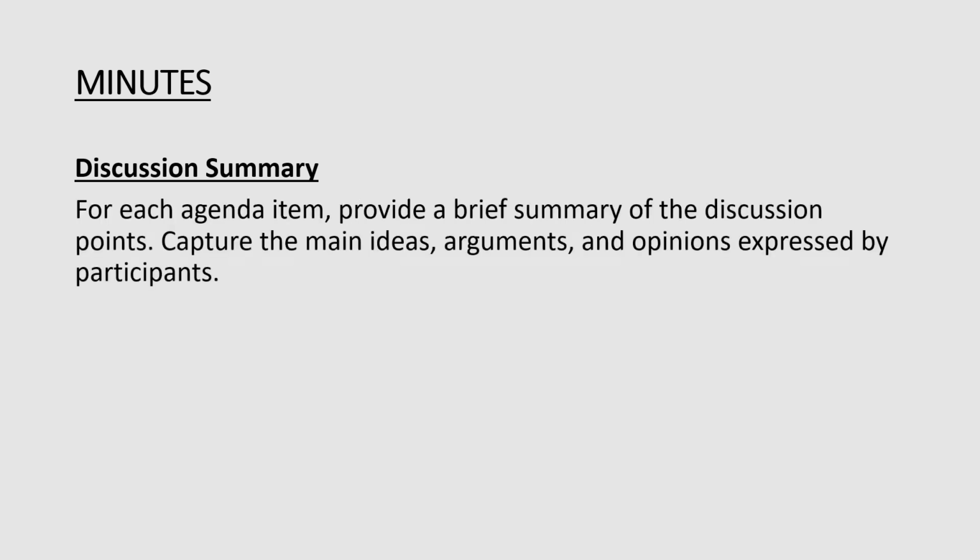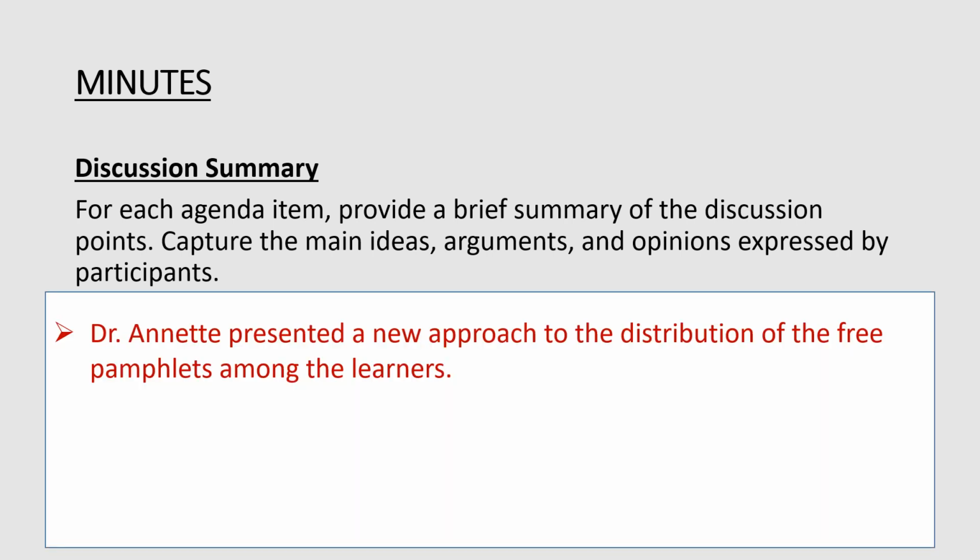Then after that, you go to discussion summary. So discussion summary is those agenda items now expanded. You have to say what was discussed on each agenda item, in a summarized format, mentioning the people who contributed and, of course, those who opposed if there was opposition. For each agenda item, provide a brief summary of the discussion points, capturing the main ideas, arguments, and opinions expressed by participants. Here's an example.